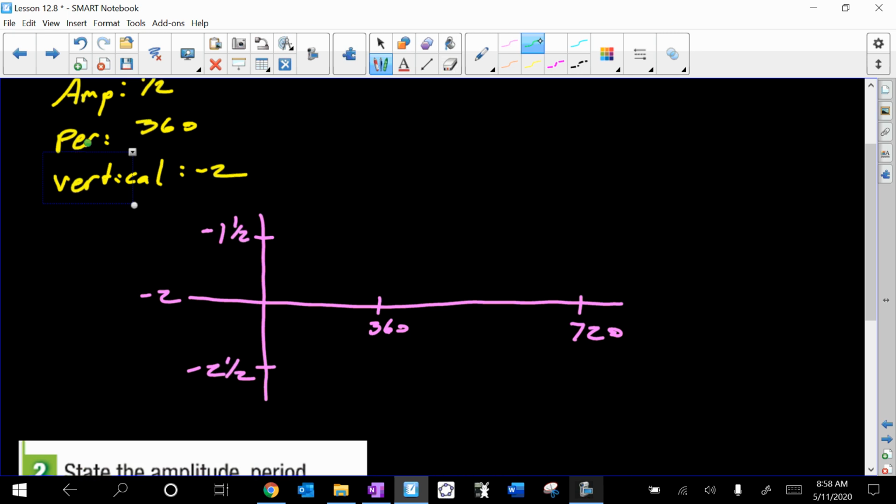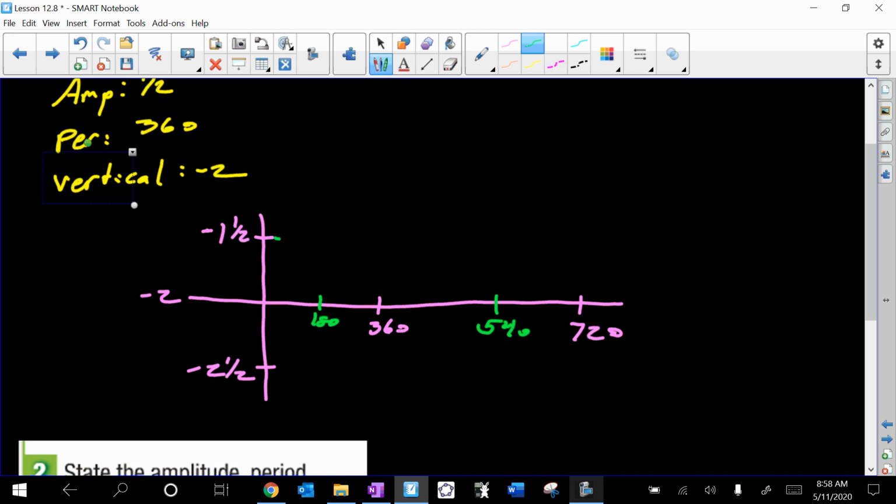Again, we're dealing with cosine, so I like to find that middle ground. So we're going to take 0 plus 360 and divide it by 2. That's at 180. And then we can do the same thing over here, 360 plus 720 divided by 2. And then that will get us 540 degrees.